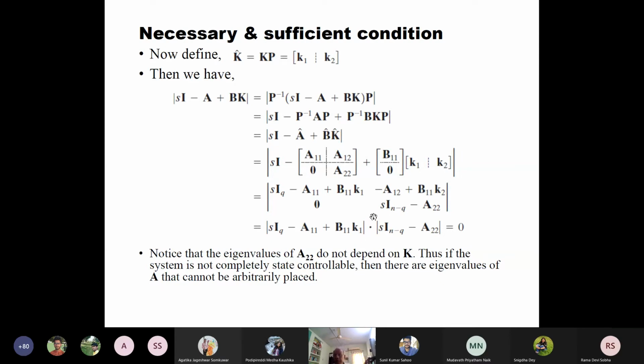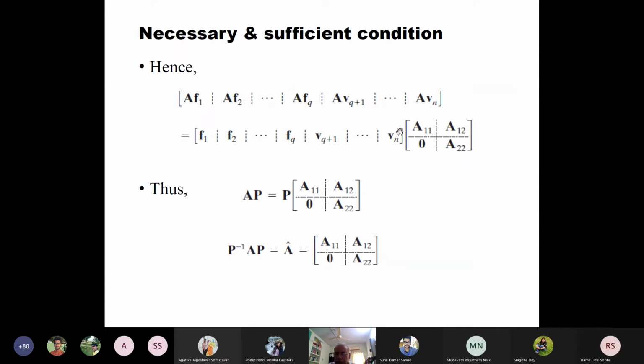So in this case, we find some portion of the system, which is A11 and B11, is a function of K, whereas A22 is not a function of K. In this system, these two are functions of K, whereas this one is not, which means the whole system A is not completely controlled by changing the K variable.